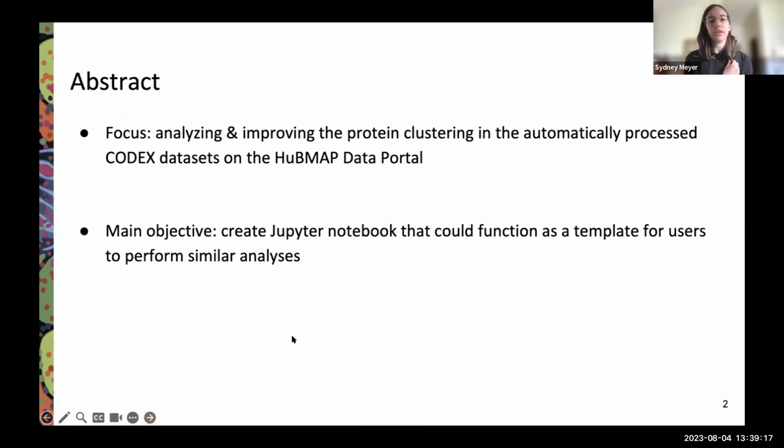And the objective, the end goal for this project, was to create a Jupyter notebook that can function as a template for users to perform similar analyses. And this notebook would be uploaded to the HuBMAP workspaces.